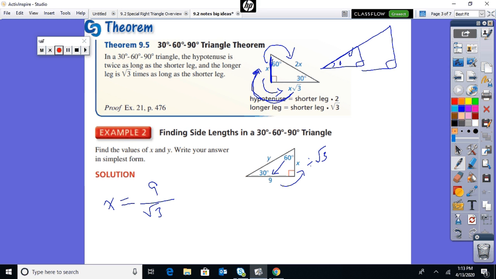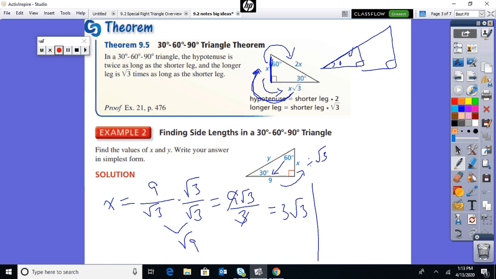But we learned in the last video that root 3 on the bottom is a problem. So we want to rationalize that. That gives me 9 roots of 3 over 3. Because again, this is the square root of 9 when you multiply straight across. So that's just 3. Now you can reduce the 9 and the 3. So you just have 3 roots of 3. So x is going to be 3 roots of 3.